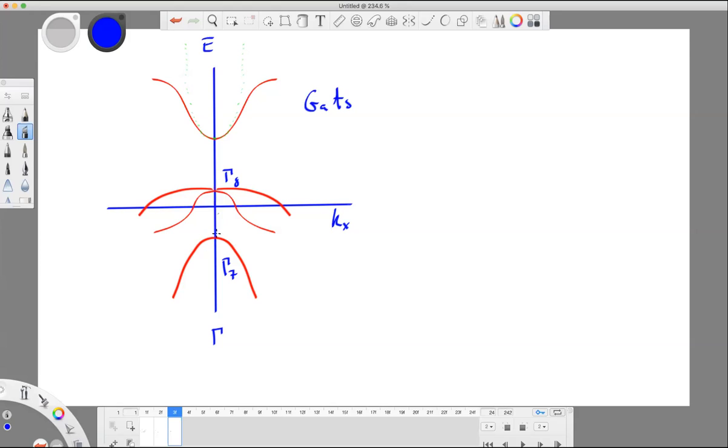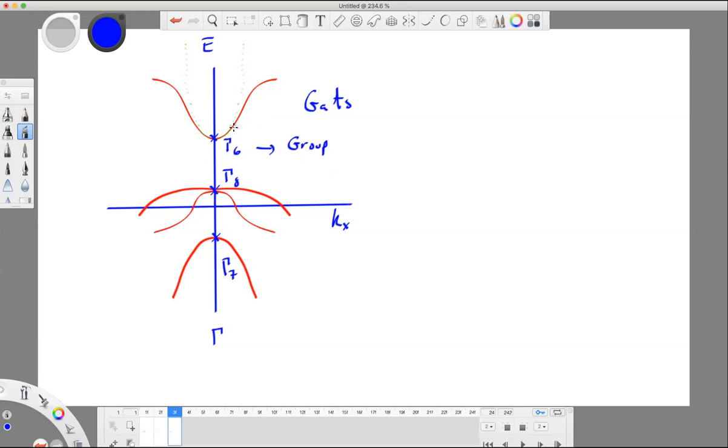This refers to this particular point here. These two bands are degenerate there, so it's the same point. And then this is going to be the gamma 6. This is all notation from group theory, which is not beyond the scope of this course, but these are the names that are given to these points.